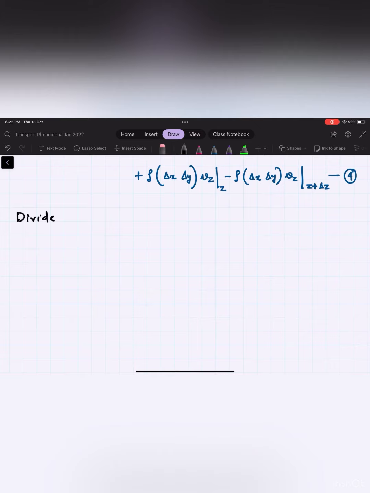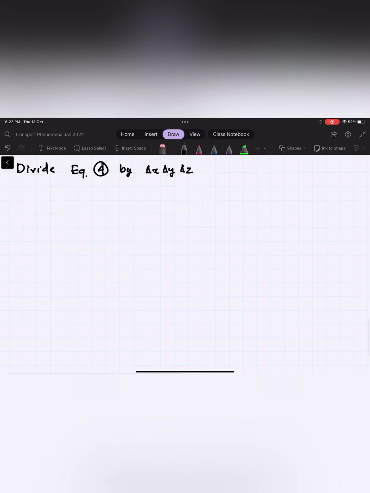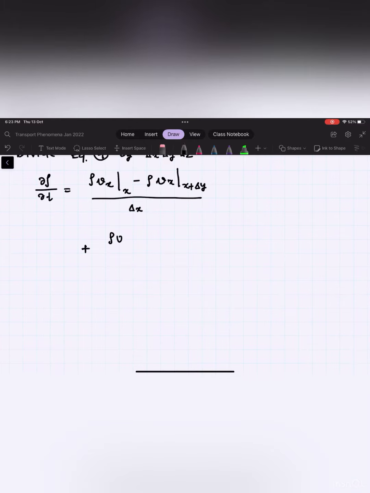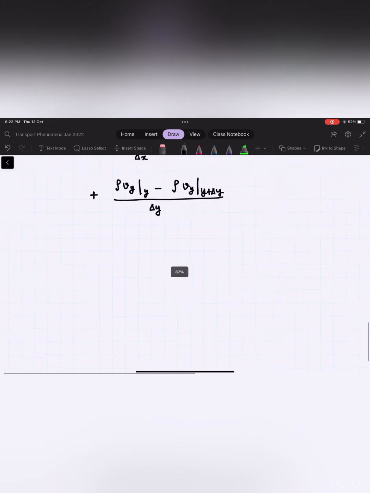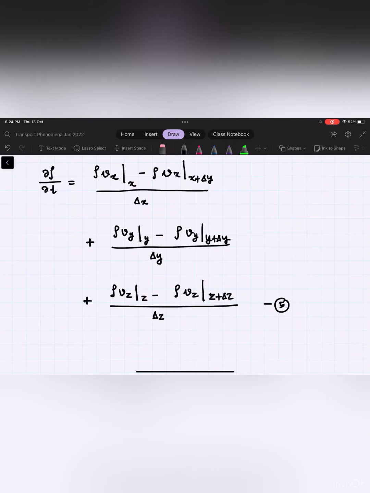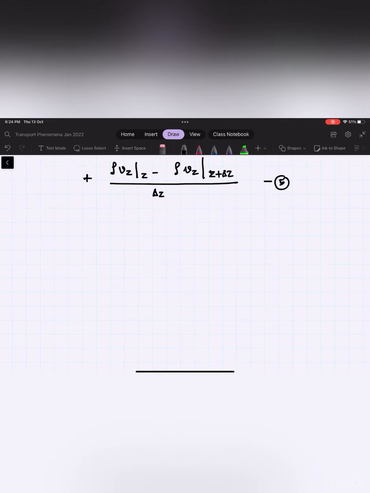Now, as we always do, let's divide equation number 4 by delta x delta y delta z. Now the equation will become dou dot t of rho, that's the left hand side, equals rho vx at x minus rho vx at x plus delta x divided by delta x, plus rho vy at y minus rho vy at y plus delta y divided by delta y, and then plus we have rho vz at z minus rho vz at z plus delta z divided by delta z. This is equation number 5. Now we can take the limit delta x tends to 0, delta y tends to 0, and delta z tends to 0.